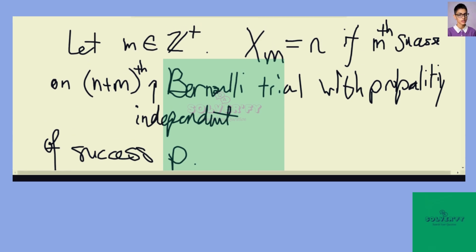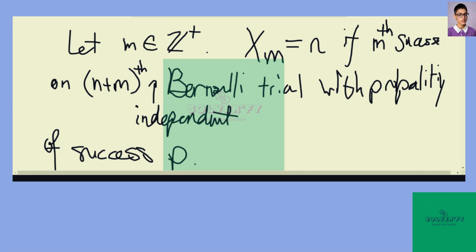We are given a positive integer m, and we are given a random variable X_m, and in part A, we have to show the probability generating function is a certain form. So let m be a positive integer.